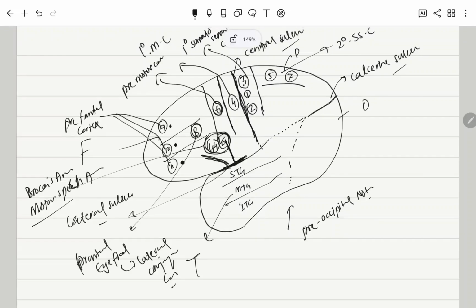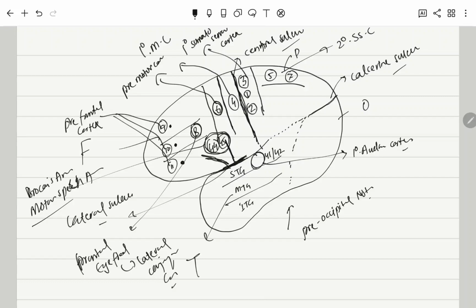In the superior temporal gyrus, we'll have one area that is called Brodmann areas 41 and 42, right? This area, the 41-42 Brodmann areas, is called the primary auditory cortex. Obviously the rest, the middle and inferior temporal gyrus, are called the secondary auditory cortex, or association auditory cortex, right?